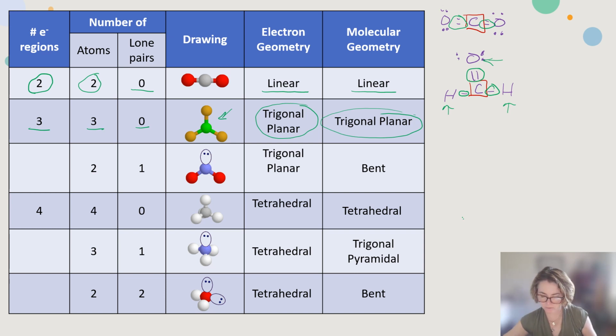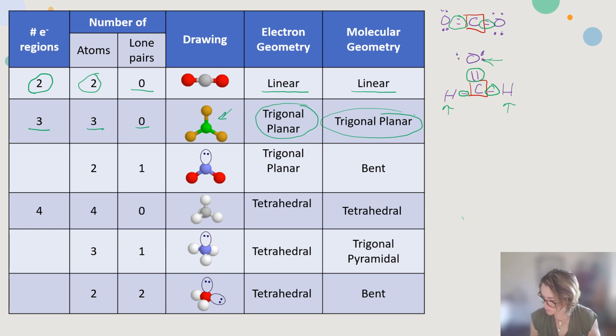And I have a model for you. So this is what this molecule looks like. I've got carbon right here in the middle. I've got my 2 hydrogens and my oxygen. So this is literally going to be like a flat triangle. So if I take it to the side, right, you can see that the oxygen, carbon, and the hydrogens are all in the same plane. It is flat.